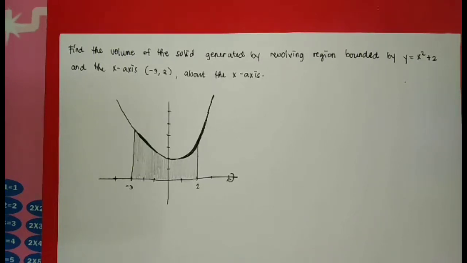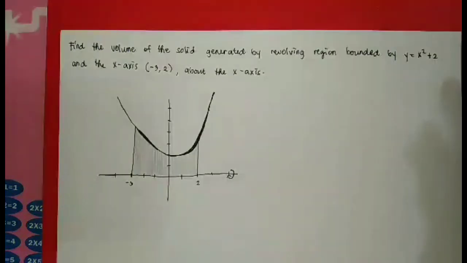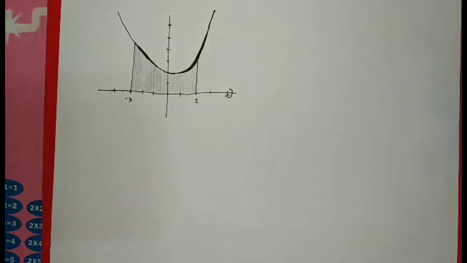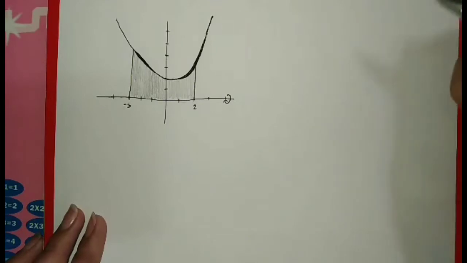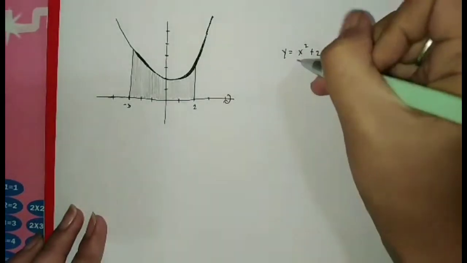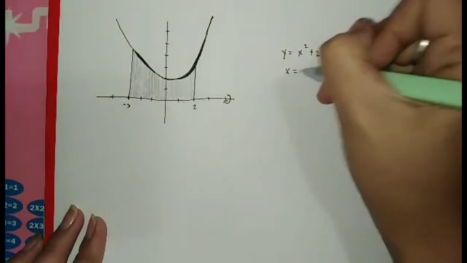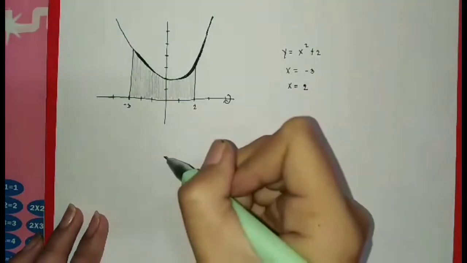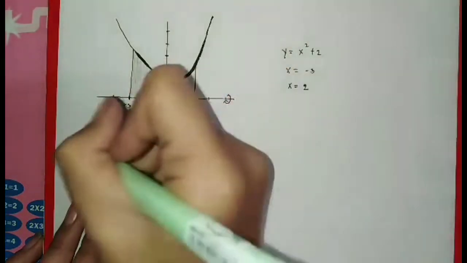So the first thing that we will do is to make a graph, and as you can see, I already made one and I came up with this kind of graph. Just recall graphing quadratic equations to know how I came up with this graph. So let us now solve for the volume. We have here y equals x squared plus 2, bounded by x equals -3 and x equals 2. So the formula that we will be using is this one.